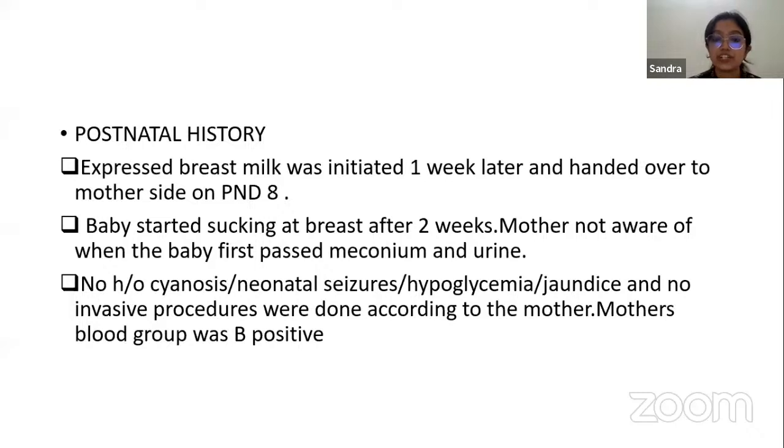Expressed breast milk was initiated 1 week later and handed over to the mother's side on postnatal day 8. Baby started sucking at breast after 2 weeks. The mother was not aware of when the baby first passed meconium in urine. There was no history of cyanosis, neonatal seizures, hypoglycemia, jaundice, and no invasive procedures were done according to the mother.